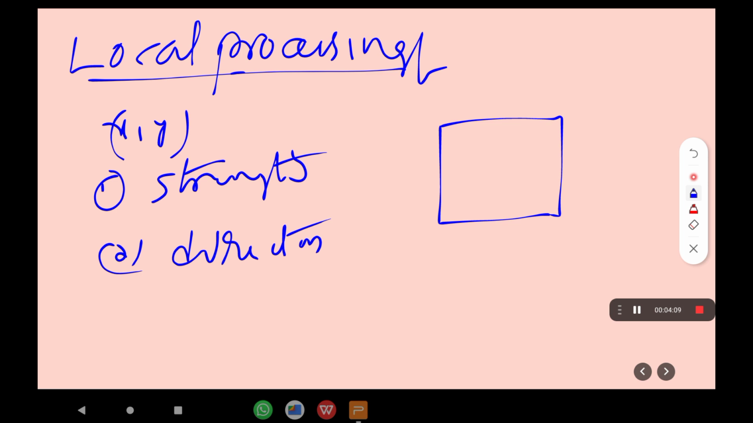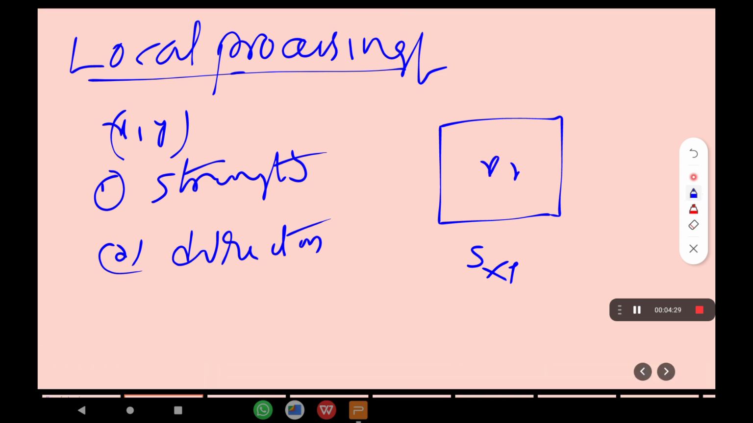In this consideration, the first step is to consider some neighborhood S with coordinates S of x comma y, a small neighborhood having spatial coordinates x comma y as its location, or maybe centroid.